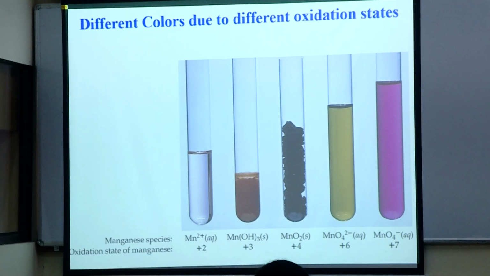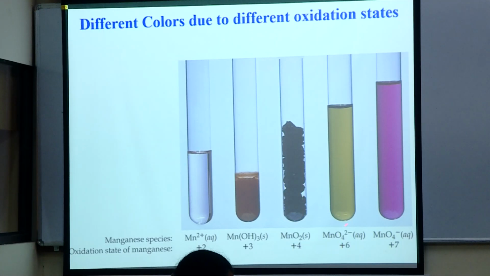For example, if you look at this manganese, the metal is the same, but the oxidation states are different. Manganese in the +2 state has a very pale color, but manganese in the +3 state has a different color. Manganese oxide is insoluble. Here you see manganese in the +6 oxidation state, and here is the +7, which is permanganate. That's something that you are familiar with. So depending on how many electrons are present, oxidation states also determine the color.